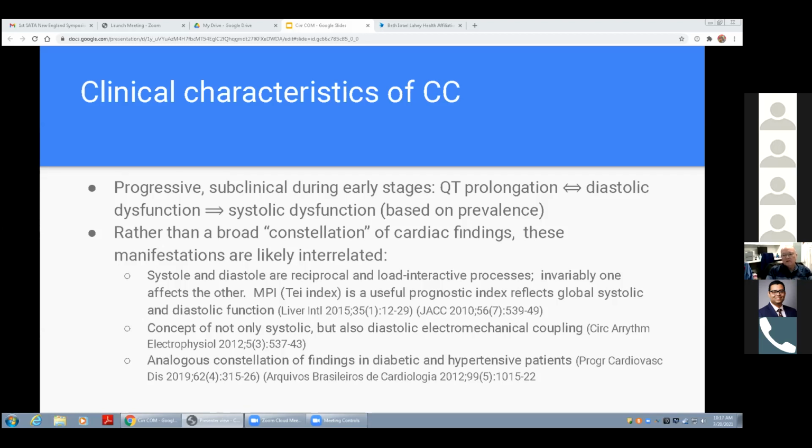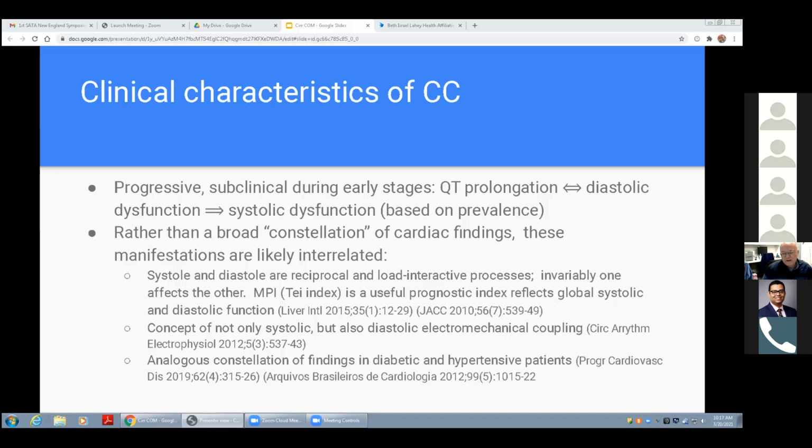Secondly, we know that prolongation of EKG markers of repolarization, like, for example, QT interval, is associated with diastolic dysfunction in a variety of populations, reflecting some sort of electromechanical coupling during diastole. So electromechanical coupling happens not only during systole, but also during diastole. As measures of repolarization prolong, the severity of diastolic dysfunction worsens.